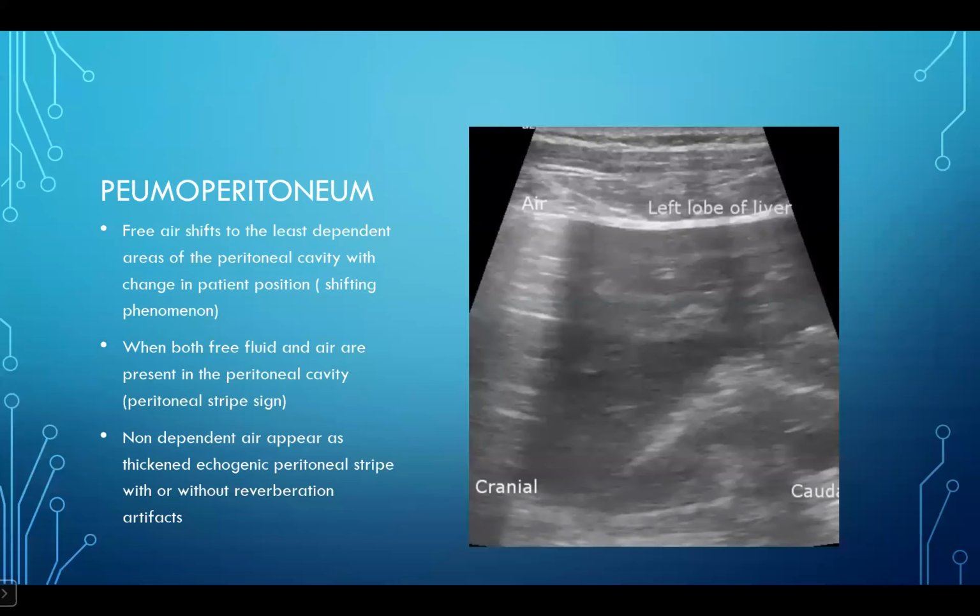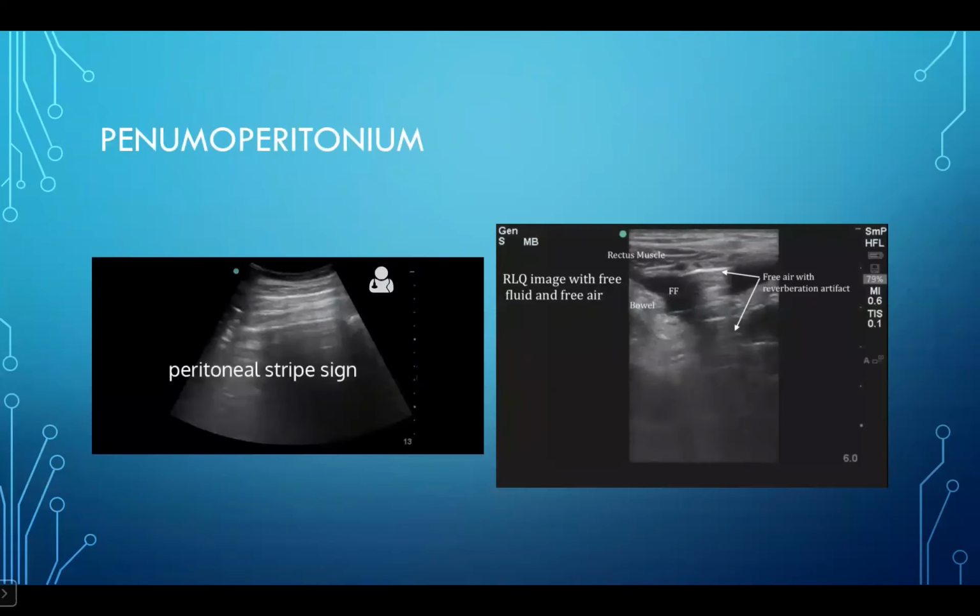Non-dependent air appears as a thickened echogenic peritoneal stripe with or without reverberation artifact. As we are seeing, this is the peritoneal stripe sign, which is an echogenic line representing the mixing of both free intraperitoneal fluid and air, with the reverberation artifact in the other scan.